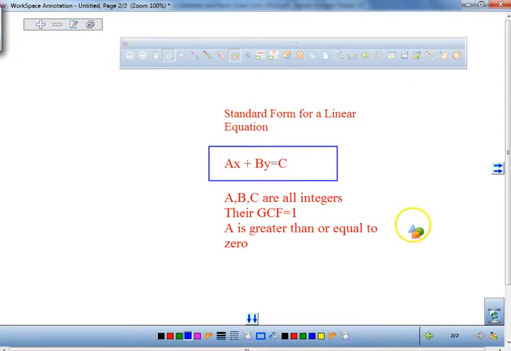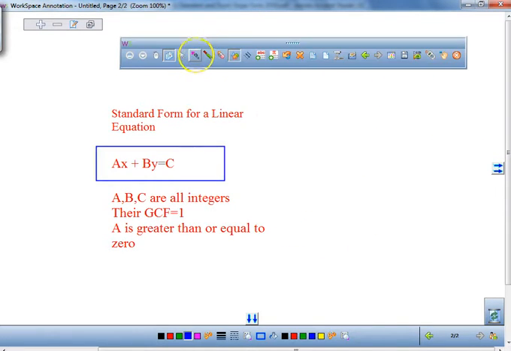ax plus by equals c. A, b, and c all need to be integers, which means no fractions. All right, no decimals. It has to be either positive or negative numbers. All right, and their greatest common factor equals 1. So right now I'm going to make one real quick.